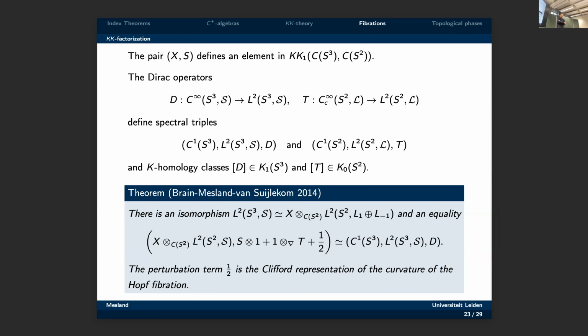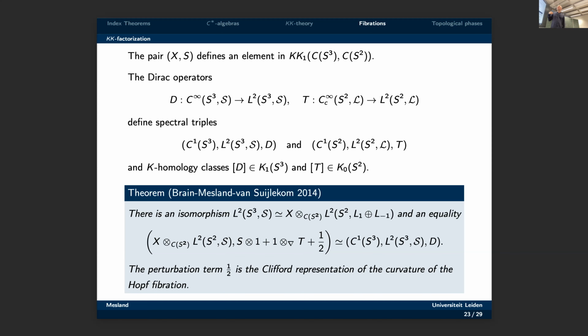And there is a Dirac operator on S3. It's just the geometrically defined Dirac operator. And similarly, there is one on S2. And they define the two spectral triples on these two spaces. And now, in fact, you can show that this Hopf fibration induces a decomposition of the Dirac operator on S3 using the Dirac operator on S2 and this vertical operator that differentiates in the circle action direction. And again, a curvature term shows up. This is not important, but it is again encoding some curvature coming from this fibration.